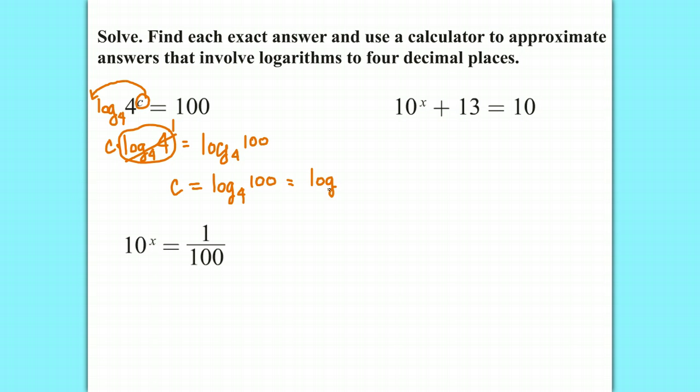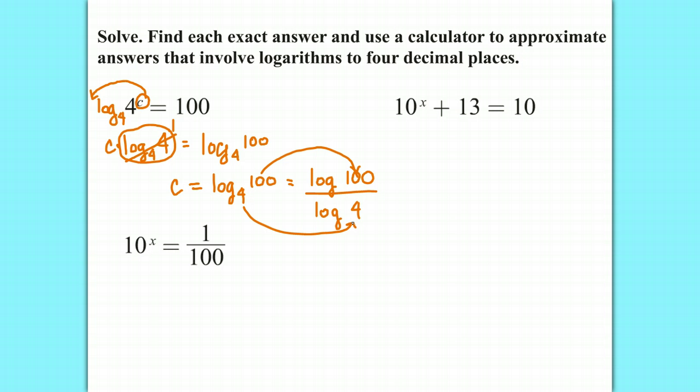If you don't write the 10, it's always implied that there is a 10 there. So if I just write log 100, that means log base 10 of 100. And the 100 is going to go in my numerator, and then log base 10 of 4 will go in my denominator. And now I can put that into my calculator.